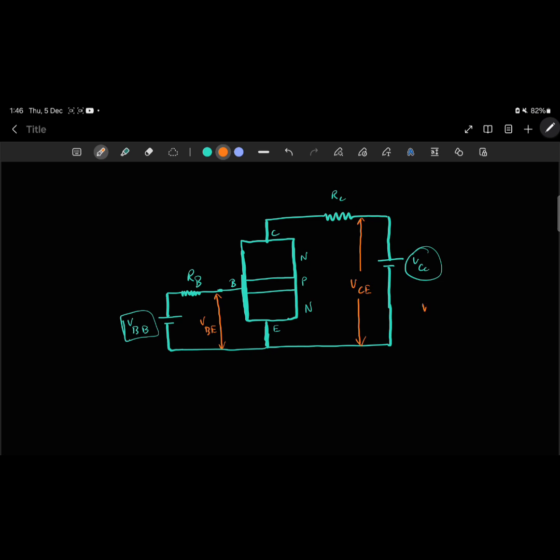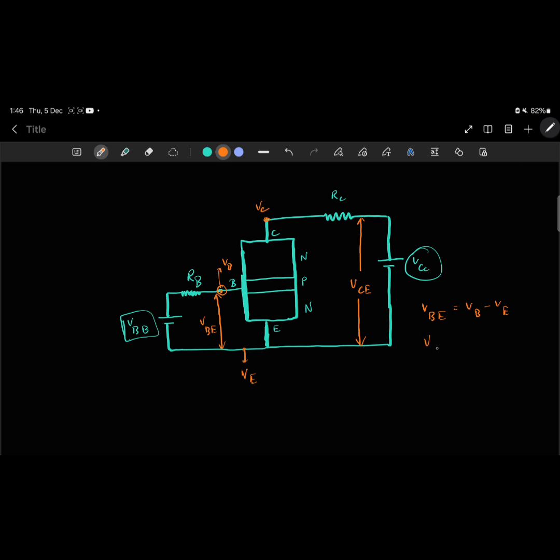So basically, VBE equals VB minus VE, where VB is the voltage at which the base terminal is. So this voltage is VB, and the voltage of the emitter terminal is VE. Similarly, the voltage of the collector terminal is VC.